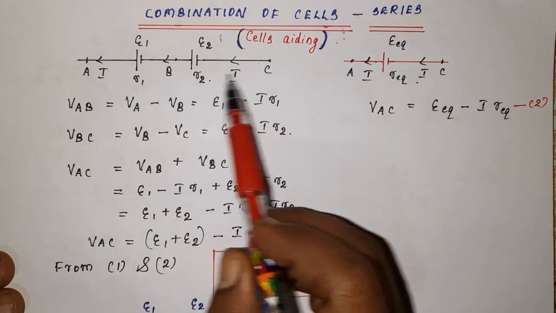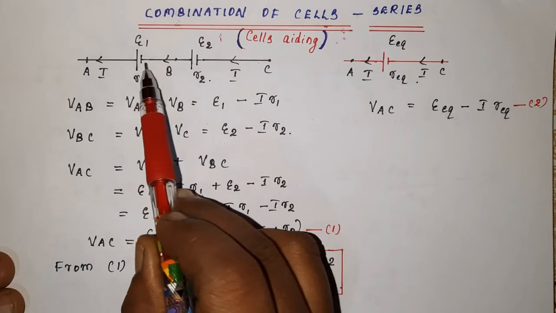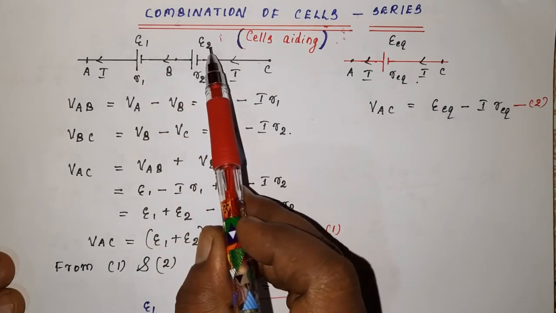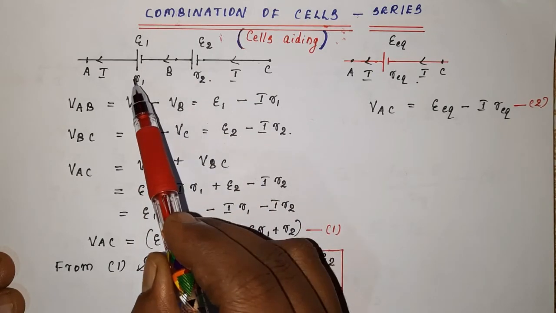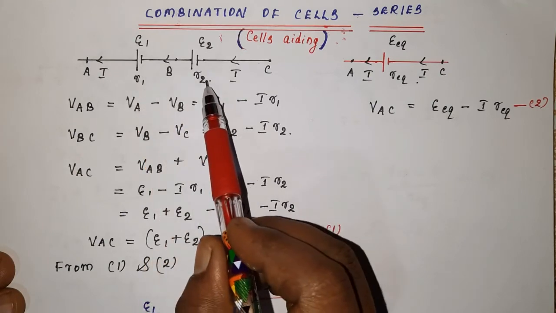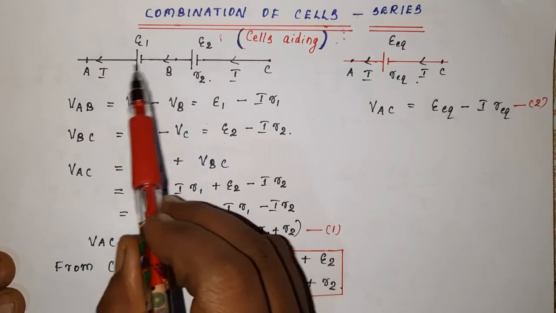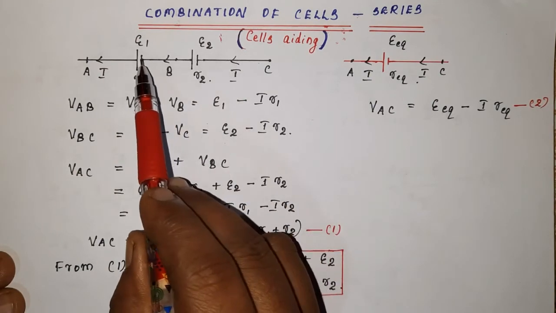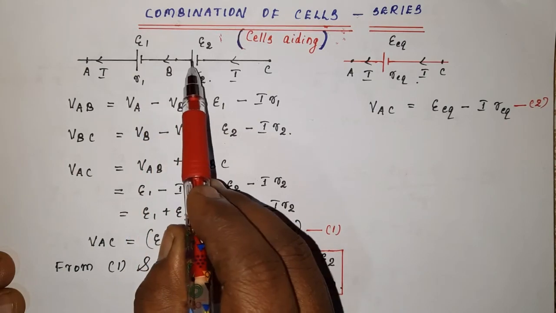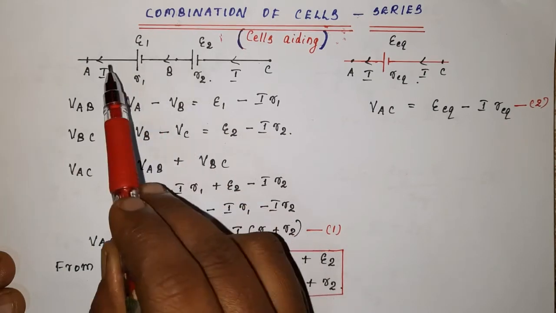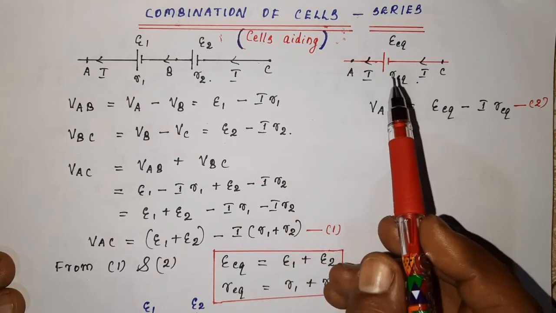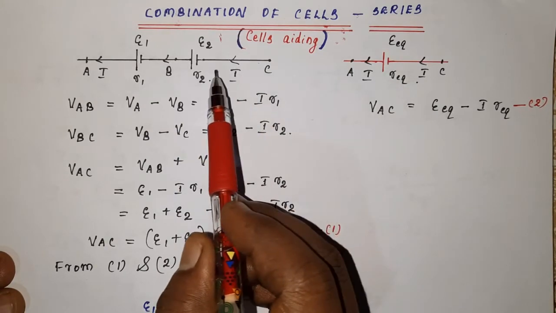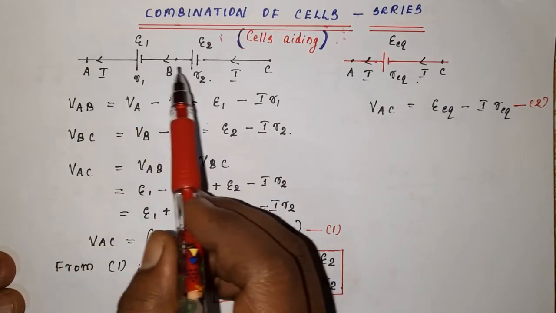So we have the two cells here whose EMFs are epsilon 1 and epsilon 2 and internal resistances are R1 and R2. The negative of the first cell is connected to the positive of the second cell. Like that, the two cells are connected. So these two cells are said to be in series.